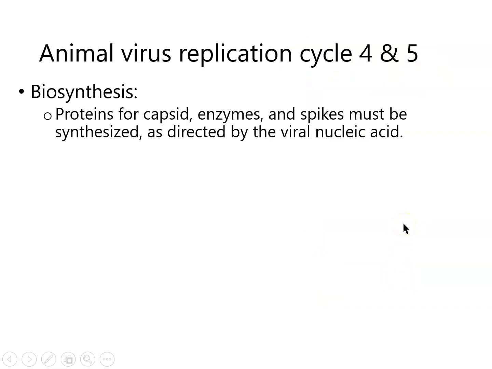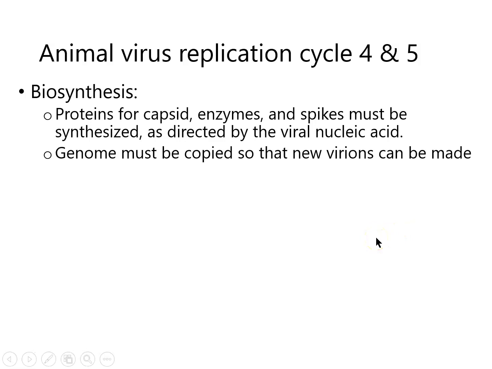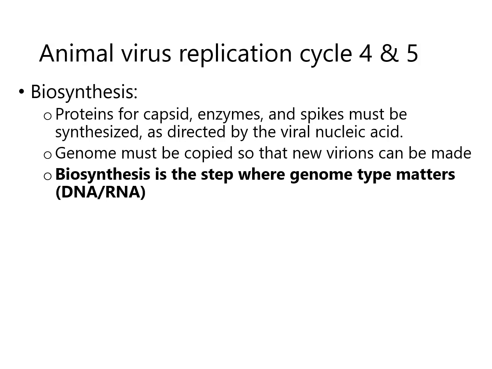Biosynthesis is going to be tricky. This is where the capsid, or the capsomeres, have to be made. Those are the capsid proteins. Any viral enzymes that it's going to need have to get made. Spike proteins have to get made. New nucleic acids have to be made, so it has to copy the genome so that that can be put into new virions. This is the step where the genome type matters.